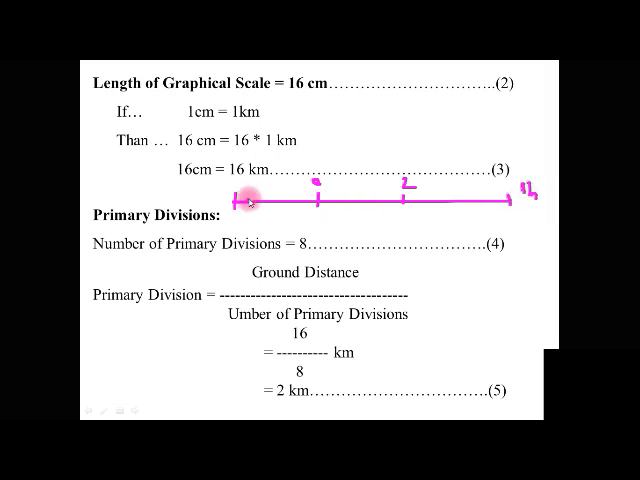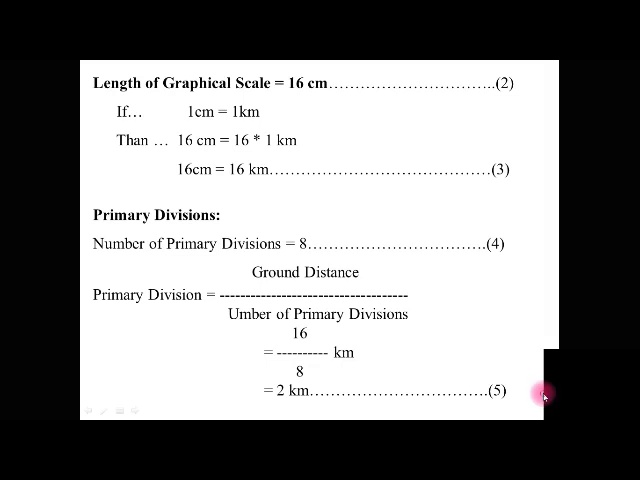And now we have to divide this first primary division into secondary divisions, because these secondary divisions will help us to read the meters, whereas the primary division will help us to read the kilometers. So that is why the distance of one primary division we need to convert into meters, and that is the secondary division.